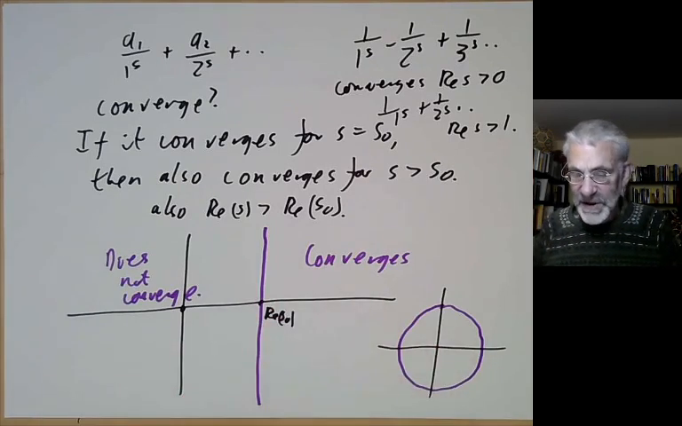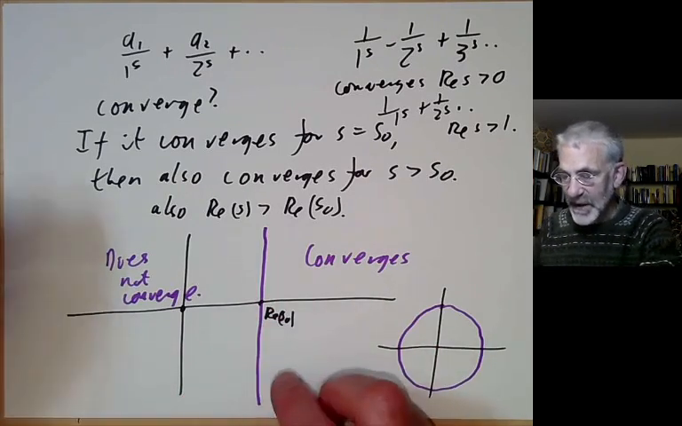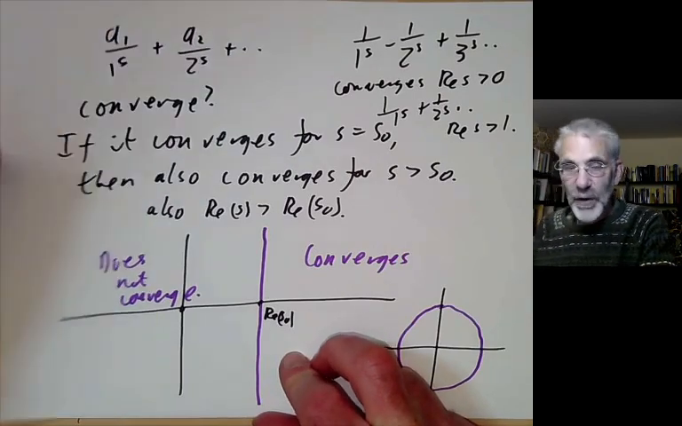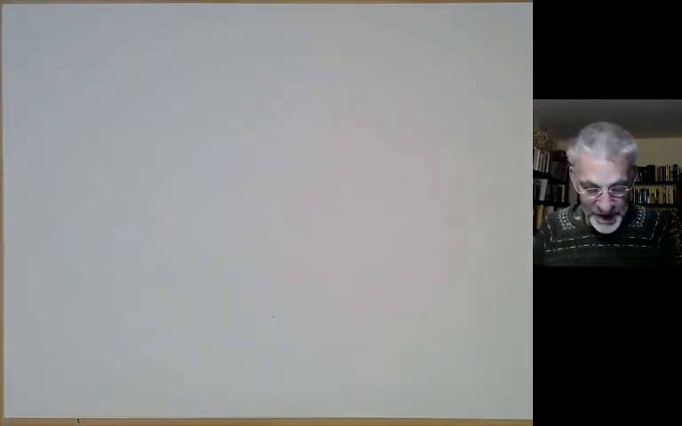The proofs of these statements about convergence are not that difficult, but I'm going to skip them on the grounds that they're complex analysis rather than number theory.